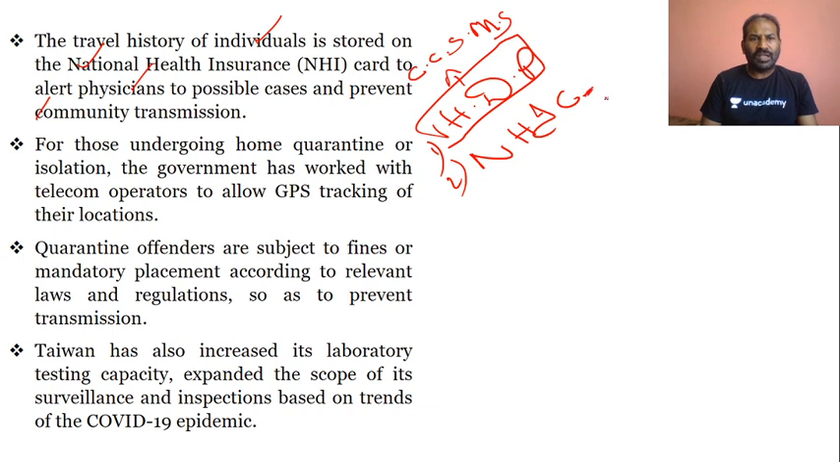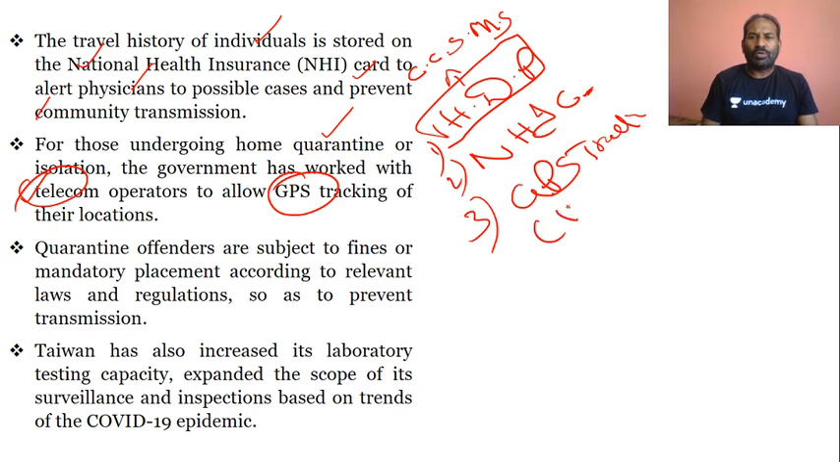and through this data the physicians or the concerned authority will make sure that they will get the data, they can prevent the community transmission. So they were effective in breaking the chain of transmission of COVID-19. And for the ones who are going for home quarantine isolation, the government has worked with the telecom operators and GPS tracking system. So look at again, the third one is they have gone ahead with the GPS tracking system for the ones who are in home quarantine.